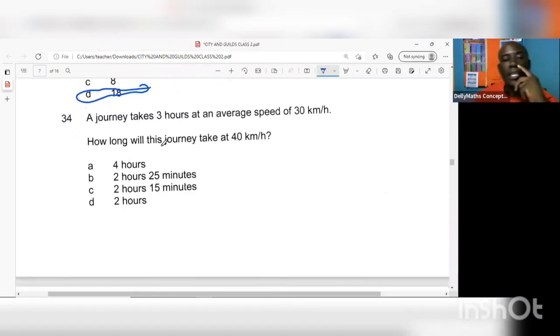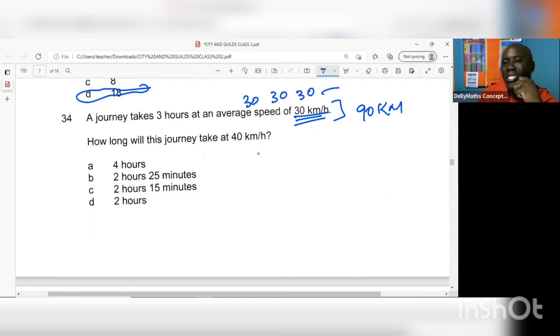A journey takes 3 hours at an average speed of 30 kilometers per hour. Look at this. The distance here is 90 kilometers because every hour we're doing 30 and we did it 3 times. So 30, then 30 for the next hour, 30 for the next hour. That's 90 kilometers in that time.